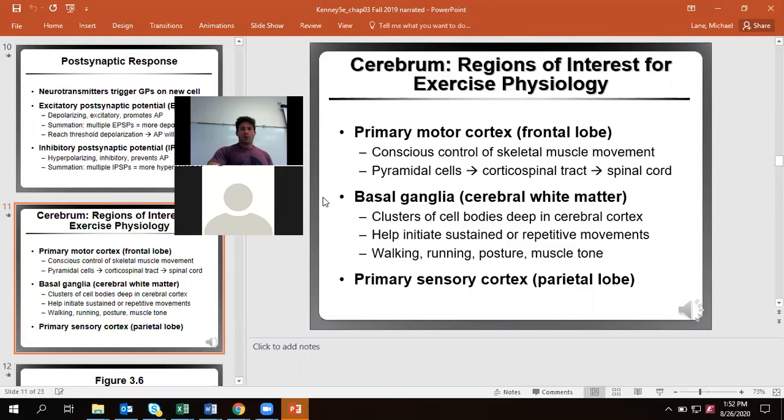Now, we're going to talk about first the cerebrum. So we're talking about the higher brain. We're going to talk about the cerebellum and a number of other locations. Now, the first thing we're going to talk about is our primary motor cortex. So in our frontal lobe, this is what's giving us conscious control of our muscles, which then goes on to pyramidal cells, into the corticospinal tract, into the spinal cord, and then down eventually to our muscles.